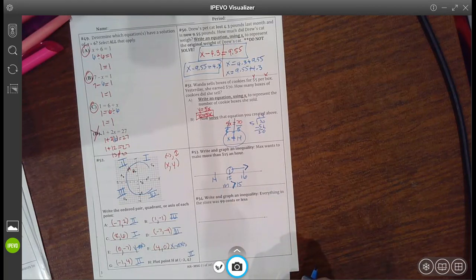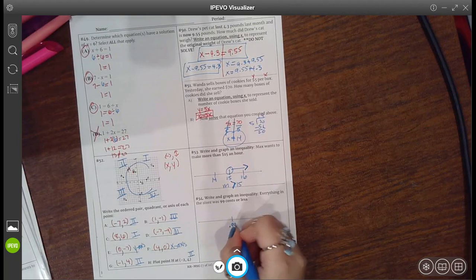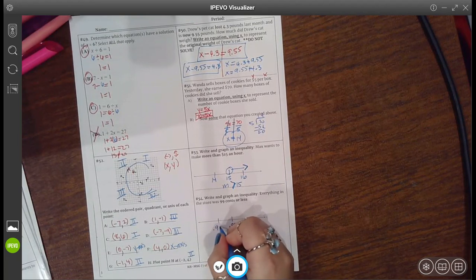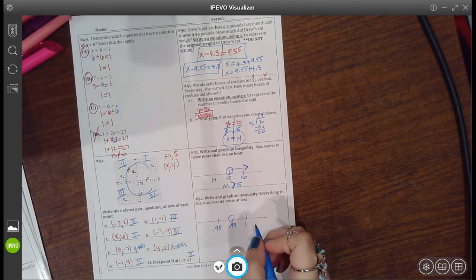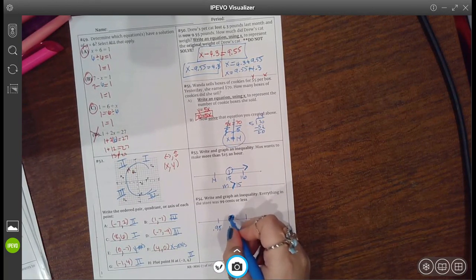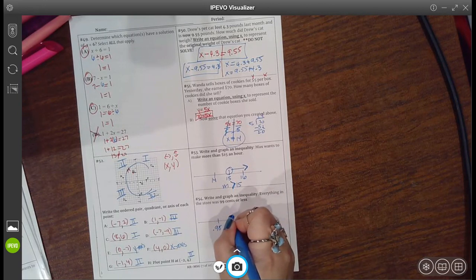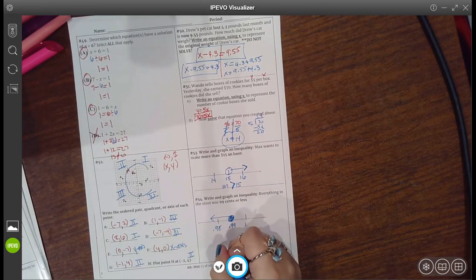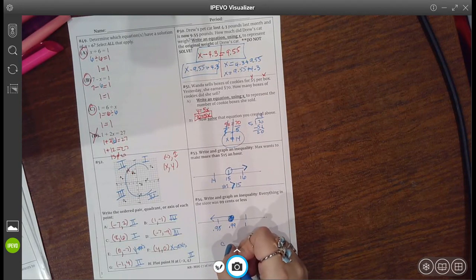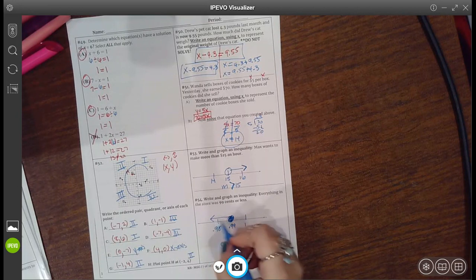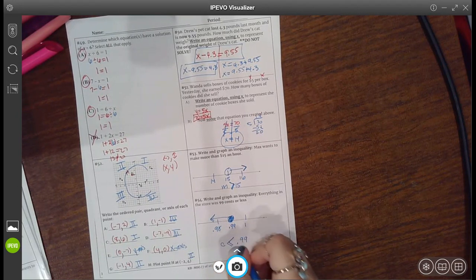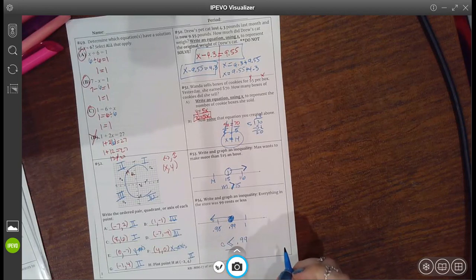Okay, this one says, write and graph an inequality. Everything in the store was 99 cents or less. So 99 cents, and you have less and more. So 99 cents, including that point, or less. Less is going to the left. So how much it cost in terms of 99 cents is less than that, right? To the left, arrowhead matches your inequality, and it's underlined because it's including that point.